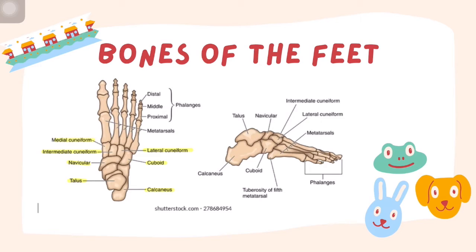Second, the 5 metatarsals, which are the first to the 5th metatarsal. And third, the phalanges of the toes, where each toe has 3 phalanges: proximal, middle, and distal. However, the great toe has only 2 phalanges, which are proximal and distal.